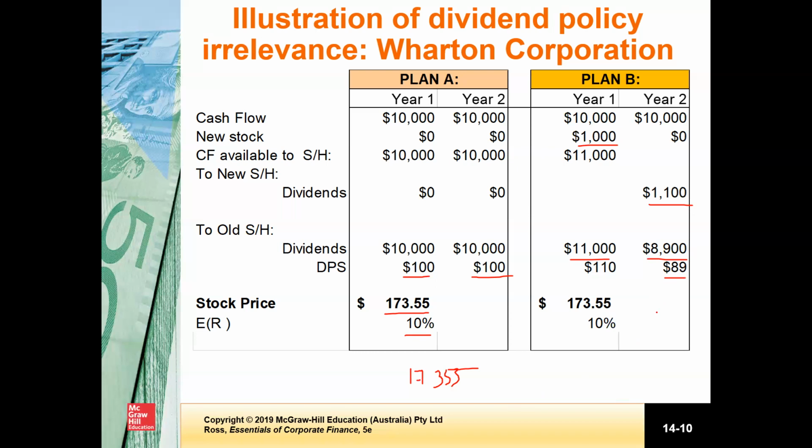Now, the present value of the dividends per share will therefore again be 173.55. That means $110 in year one and $89 in year two. So it's again 173.55. You see that the value is the same as before. The value of the share is not affected. The value of the share is the same in both dividend policies.